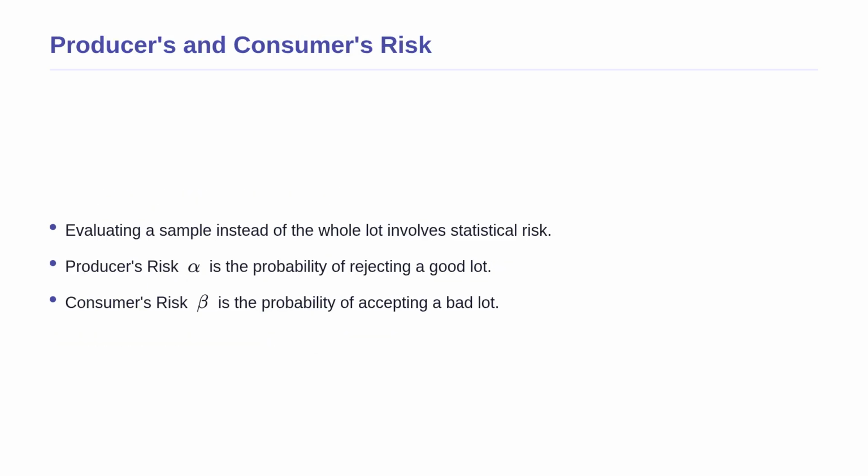Because we are only looking at a small sample and not the whole lot, we are essentially making an educated guess. And guesses can sometimes be wrong. Think of a smoke detector. Sometimes it goes off from burnt toast, which is annoying but safe. Other times it might fail to detect a real fire, which is dangerous. In manufacturing, we face two similar errors. The producer's risk, denoted by alpha, is the probability that a perfectly good lot is accidentally rejected. The consumer's risk, denoted by beta, is the danger that a terrible, highly defective lot is accidentally accepted.